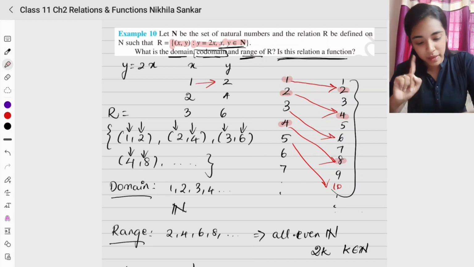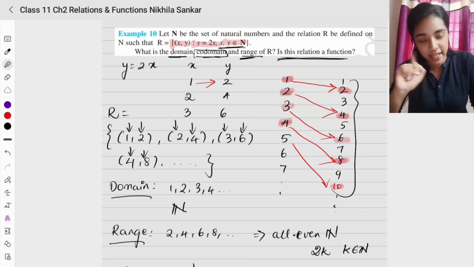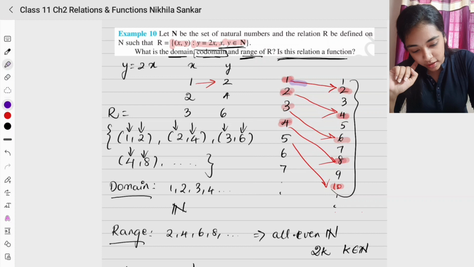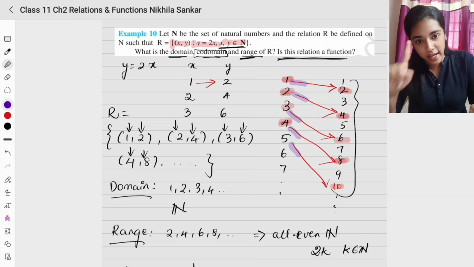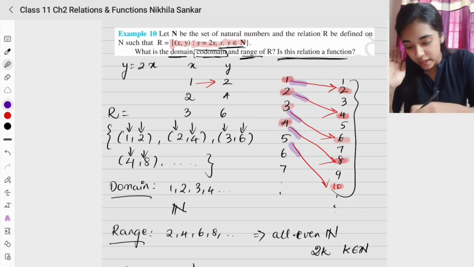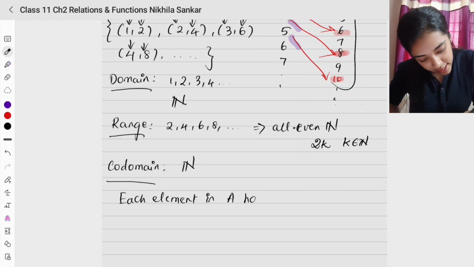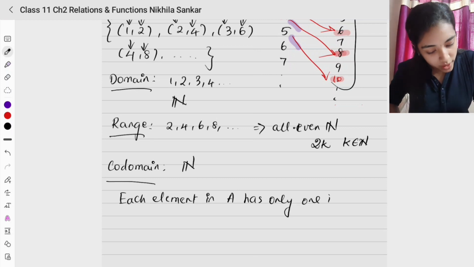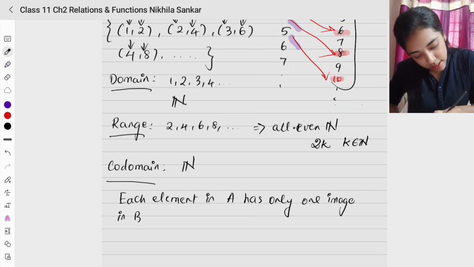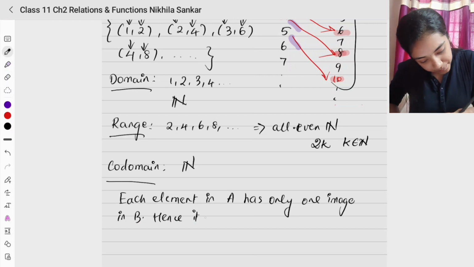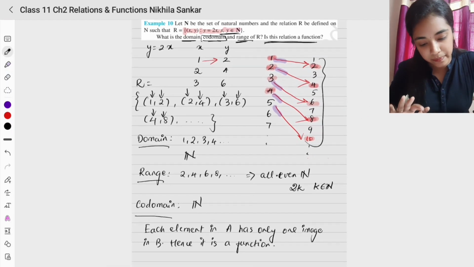So for every pre-image 1, 2, 3, 4, I only have one image 2, 4, 6, 8, 10 and so on. Correct? I see that there is only one arrow mark going from each and every number. Shortcut: there is only one arrow mark going from each and every left hand side element. Correct? So this is a function. Your reason should be: each element in A has only one image in B. Hence, this is a function. Okay, as simple as that. Very, very easy. Please copy.